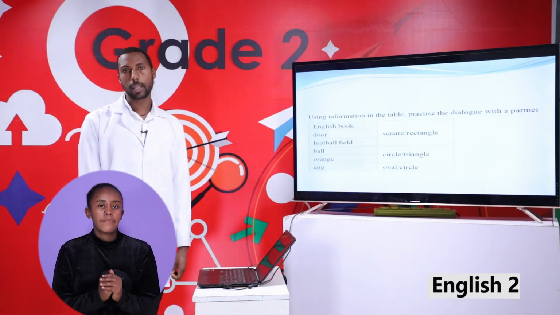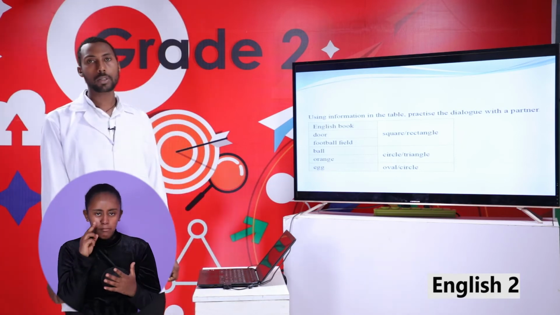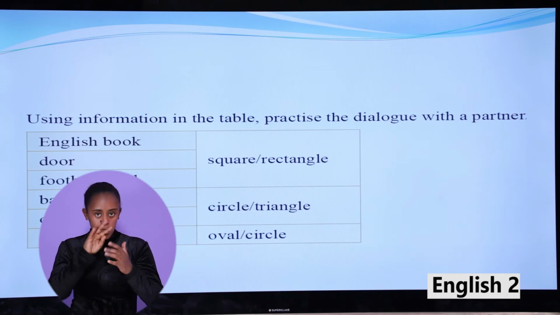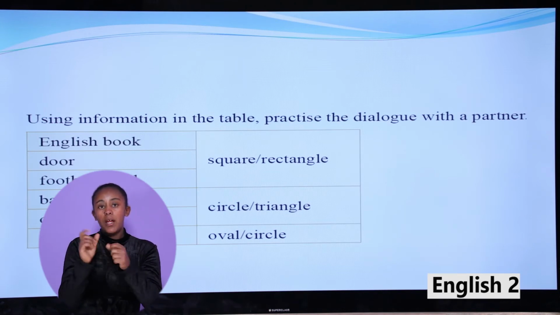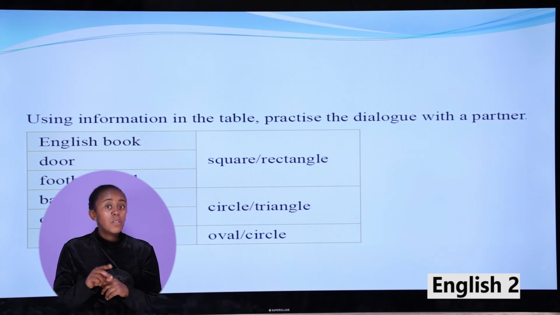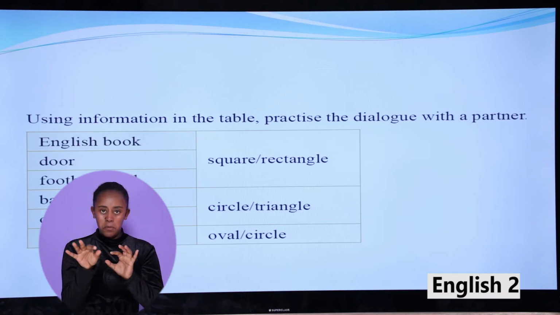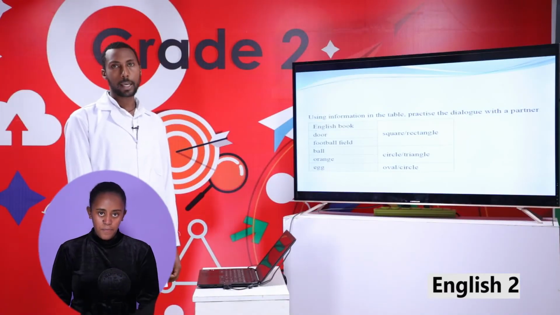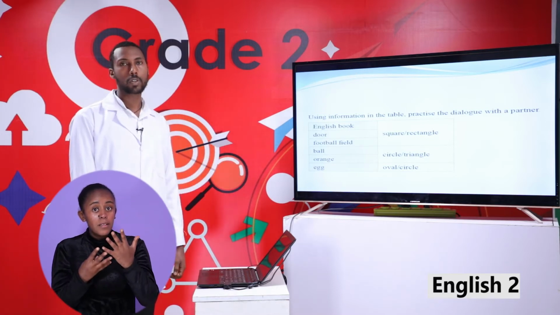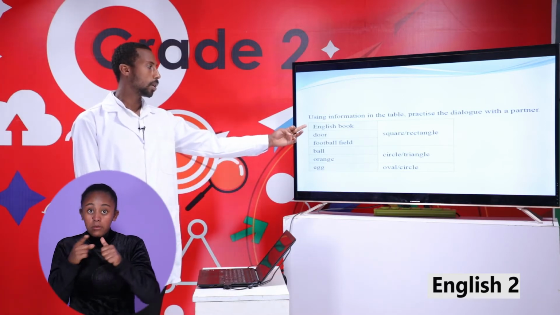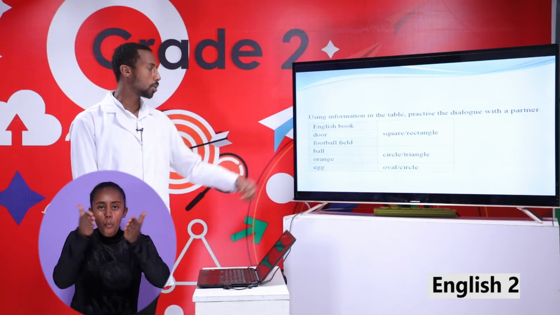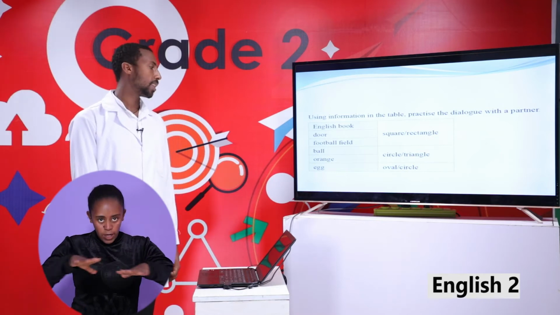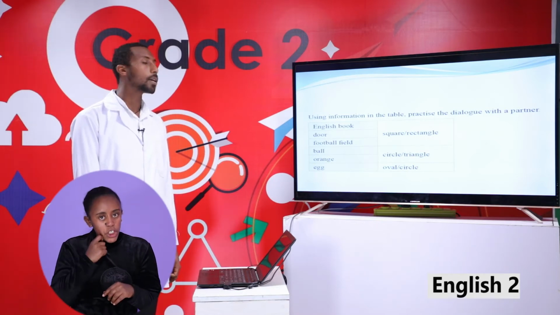Students, look at this table carefully, and also the instruction. The instruction says, using information in the table, practice a dialogue with a partner. In the table, there are different kinds of words. For the first one, English book. The second one is door. The third one is football field. The fourth, ball. The fifth, orange. And the sixth is egg.